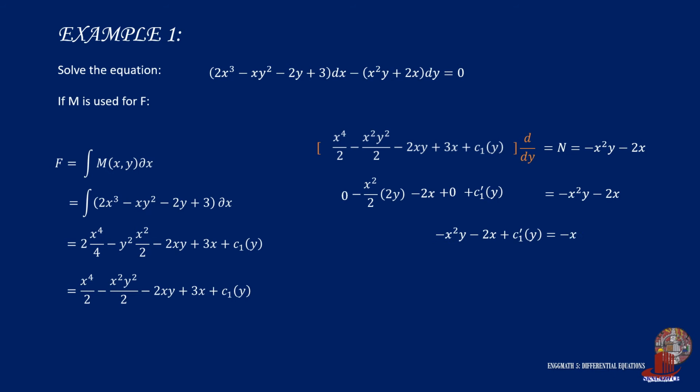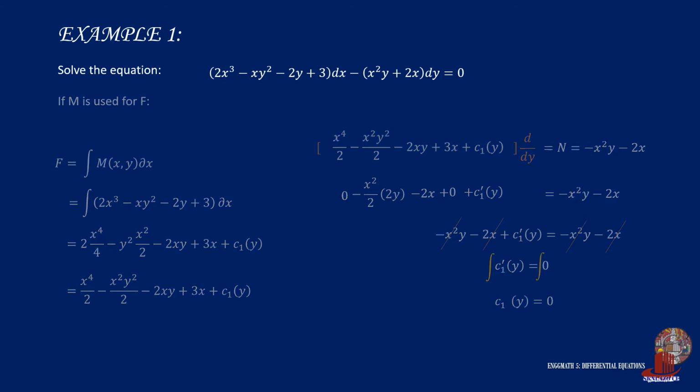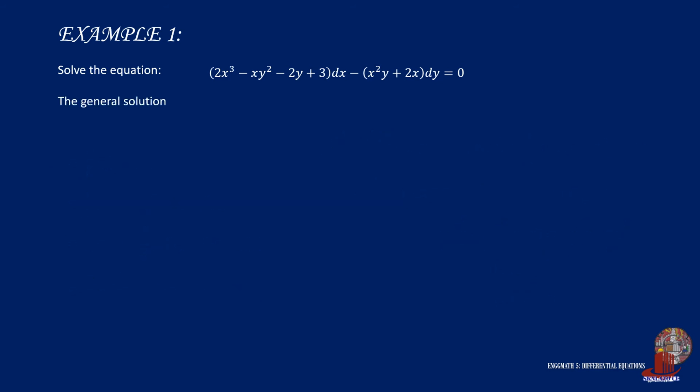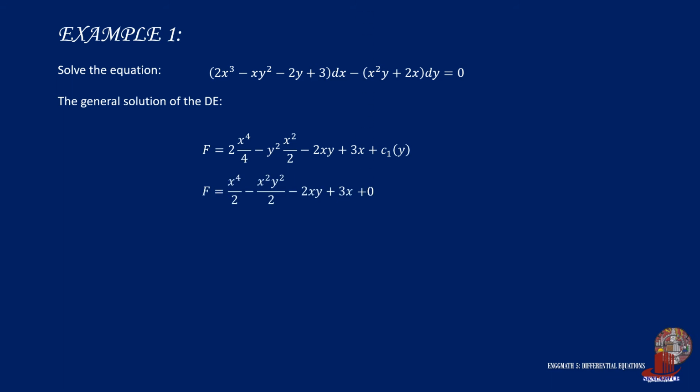Then simplify the equation by cancelling similar terms, giving c prime as 0. c is taken by integrating c prime, which is still 0. Go back to the solution taken from m earlier and then plug in the constant, which is 0. So we get the general solution of the DE. We have the same solution as the one solved earlier using the function n.